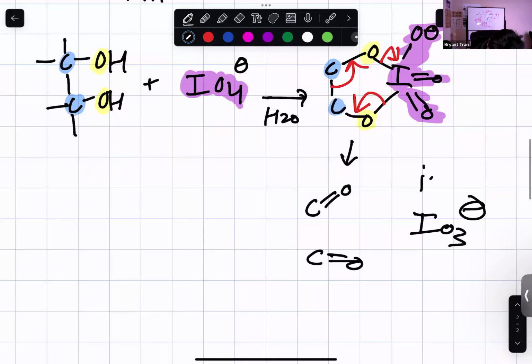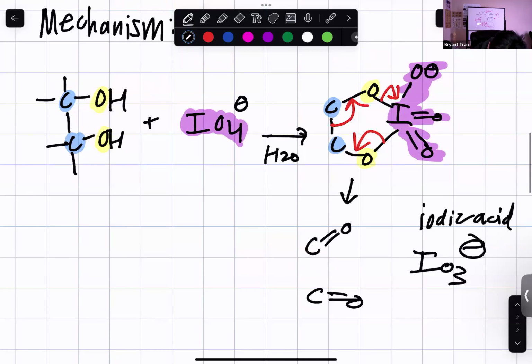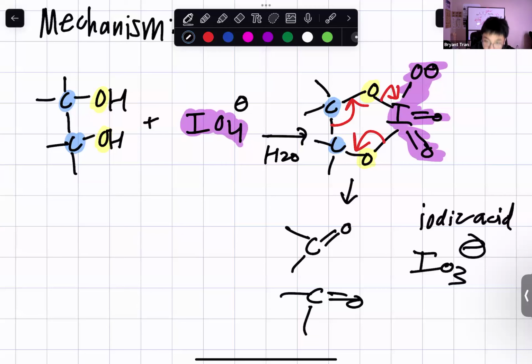Right. Like that. Okay. And we can just draw out the R groups that these blue carbons always had, which are these R groups right there. Right. And if you want to keep track of the atoms again, these carbons here are the blue carbons. These oxygens here are the alcohol oxygens, and this is the purple IO4 minus right here, like that. Okay.